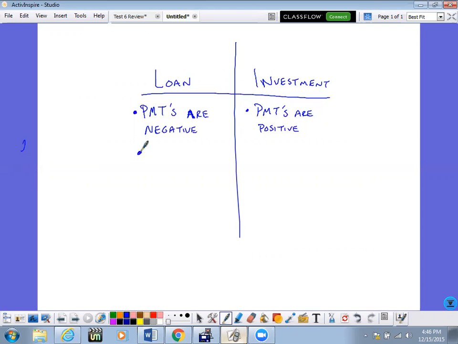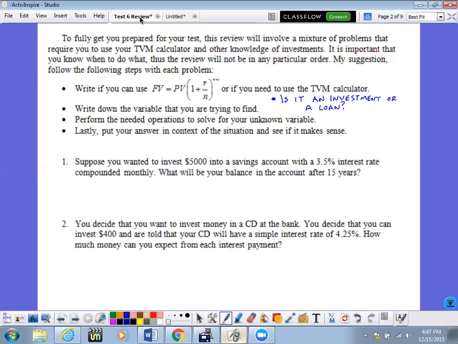Another thing that you got to remember when you're dealing with a loan, we want the future value of a loan to be 0. And so for our instances, when it talks about paying off a loan, FV is going to be 0. One of the nice things about that is it's just one less thing to plug in when you're talking about your time value of money calculator. It helps you out in that instance. So those 3 things are going to be important for you to be able to make this decision. Is it an investment or is it a loan? We also I'm going to try to write down the variables that we're looking for in each of these questions, perform your operations, and lastly, make sure you put them in context of the situation and see if it makes sense.